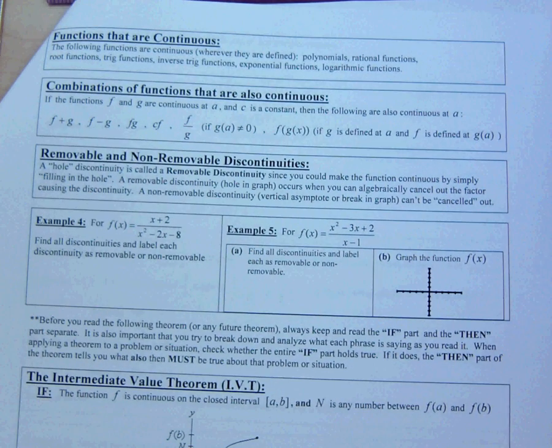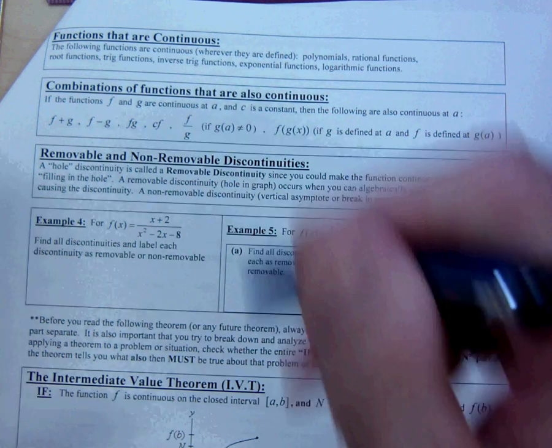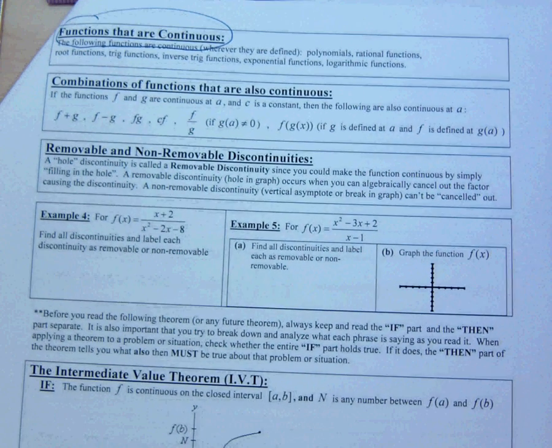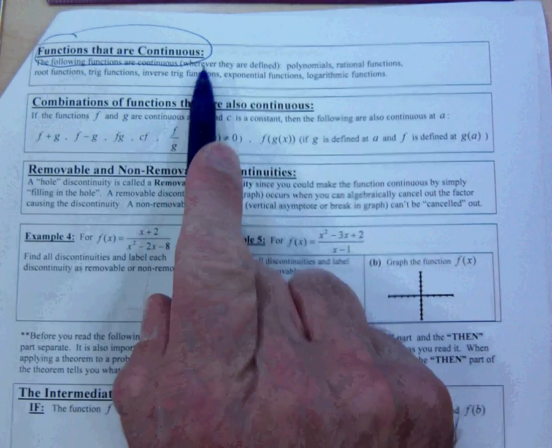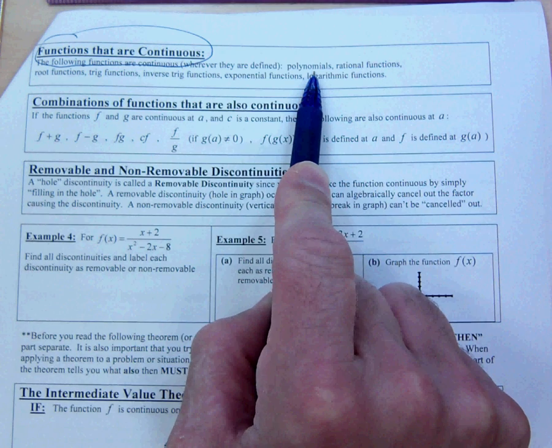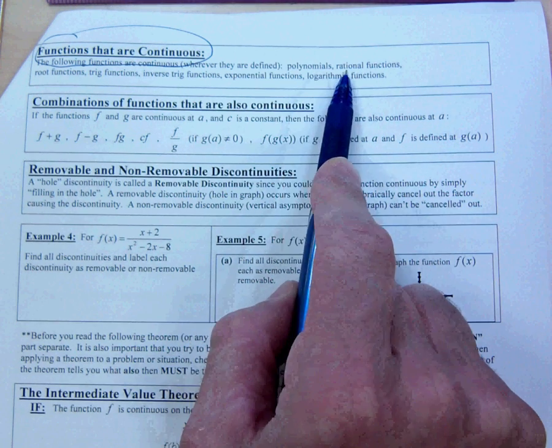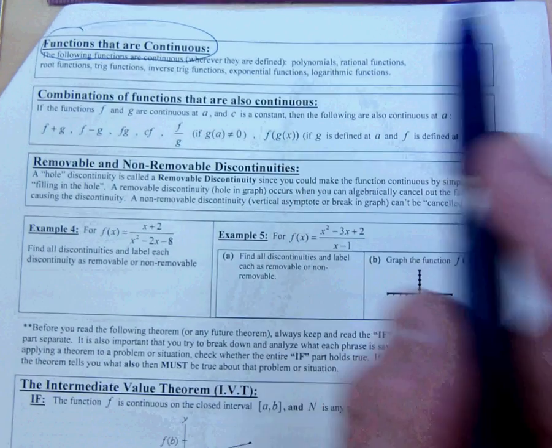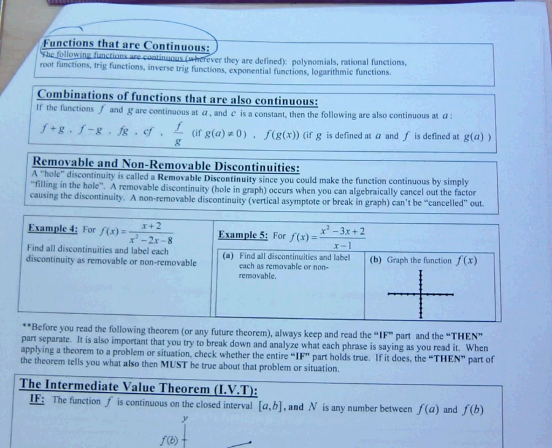A whole bunch more terms for you to know, or a whole bunch more facts as well. Okay, so here we go. Let's talk about functions that are continuous, so that we can have a whole list of things that are continuous. Are you ready? All right, the following functions are continuous wherever they are defined. Polynomials, make sense? Those are always continuous where they're defined, right? Rational functions, root functions, trig functions, inverse trig functions, exponential functions, logarithmic functions. Okay, that's a lot of functions, isn't it? All those are continuous where they're defined. Got it? Okay.